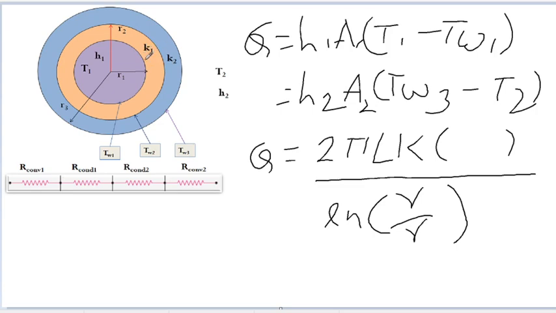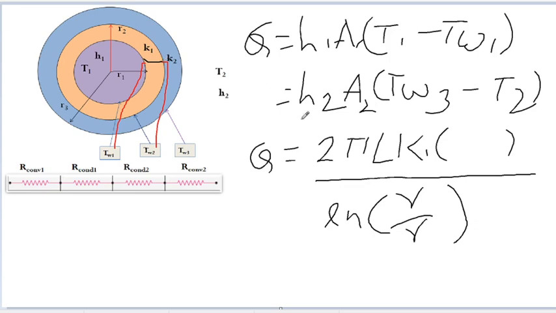So I am writing K1, because the conductivity of this material is K1. Now what is the temperature difference for the heat transfer between this surface? At this point the temperature is TW1, and at this portion the temperature is TW2.